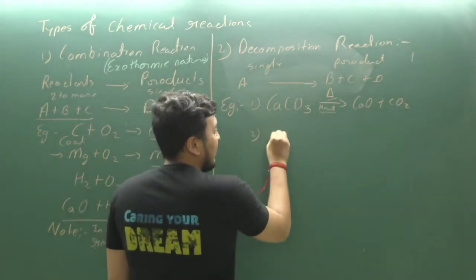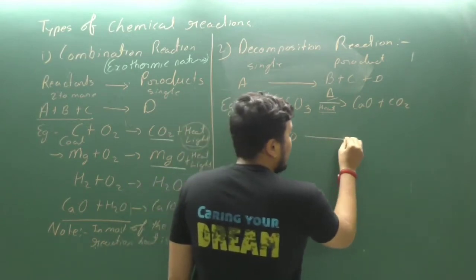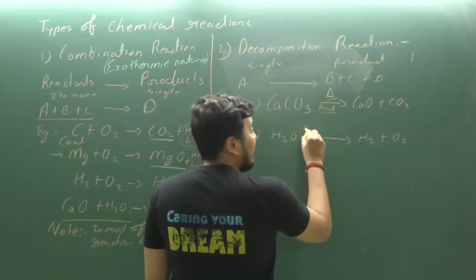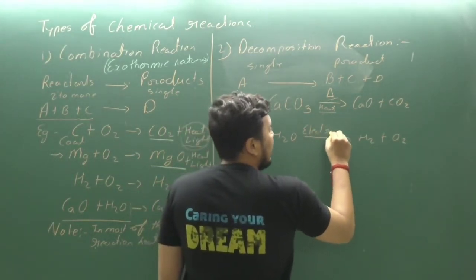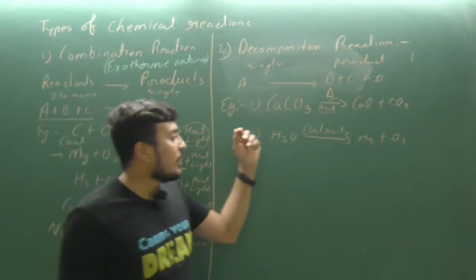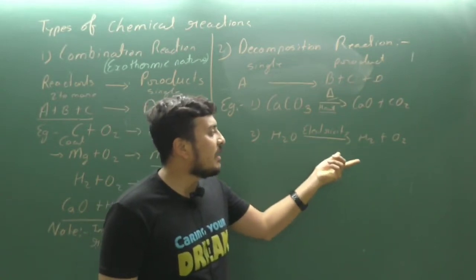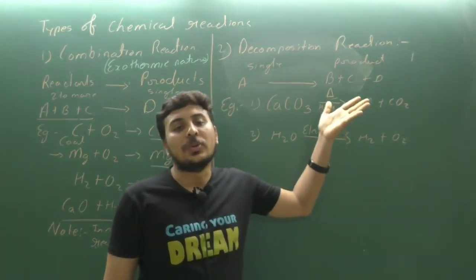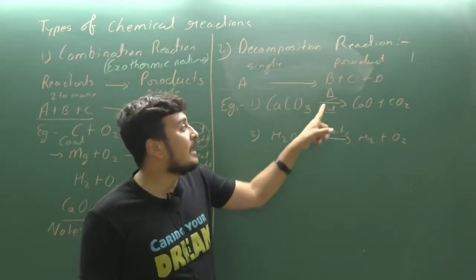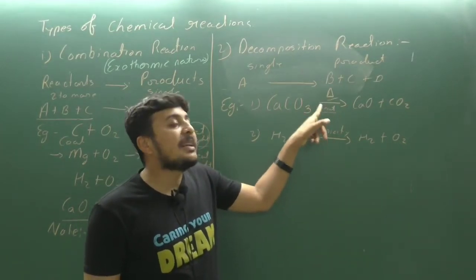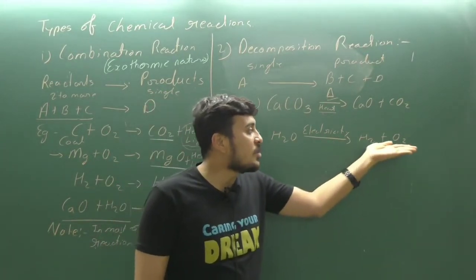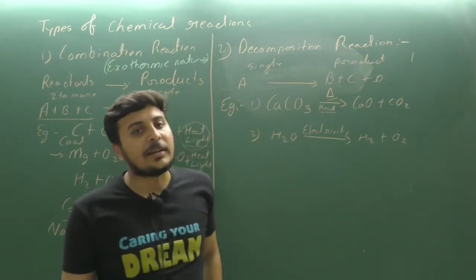Second, we have H2O, water. H2O cannot be broken into H2 and O2 by supplying heat. Instead of heat we are giving electricity. So in the presence of electricity, H2O is divided into H2 plus O2. Here we cannot place delta, because the triangle only represents heat energy.